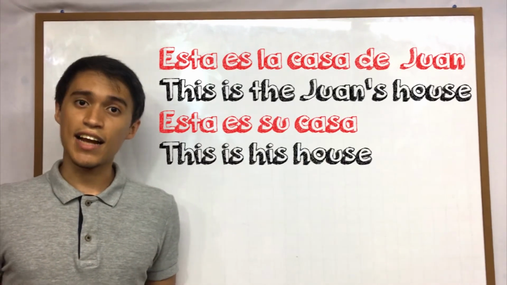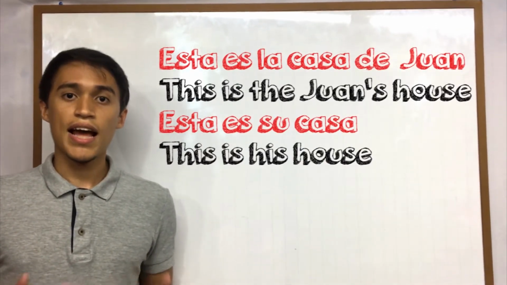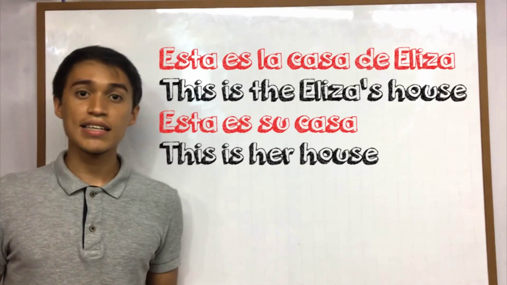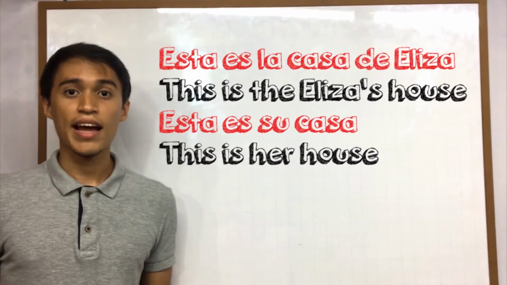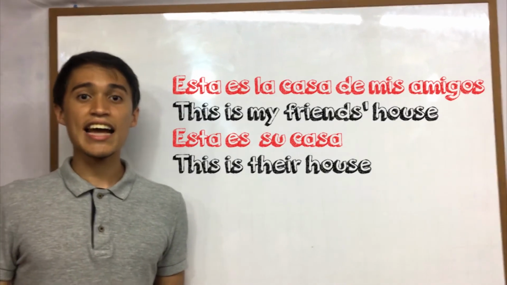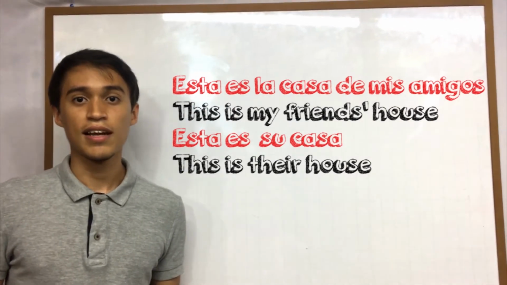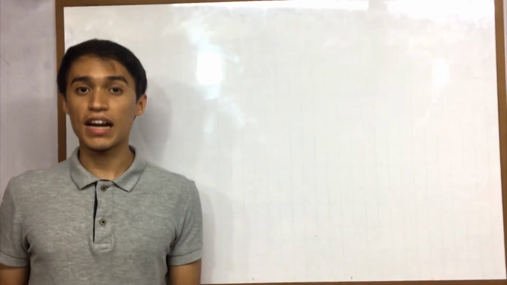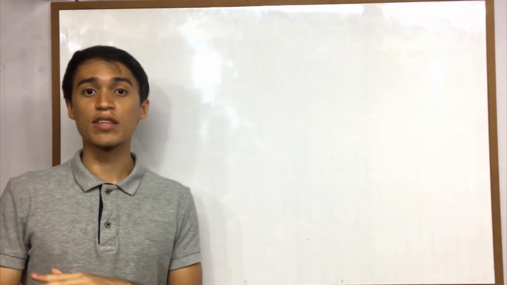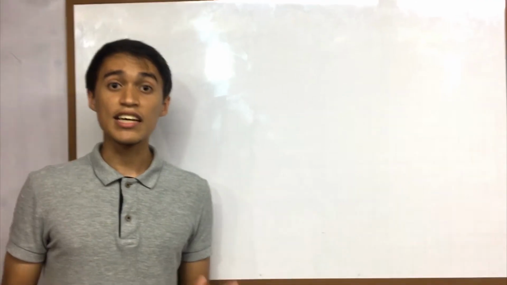Let's see some examples. Esta es la casa de Juan. Esta es su casa. Esta es la casa de Lisa. Esta es su casa. Esta es la casa de mis amigos. Esta es su casa. As you can hear, these sentences sound the same, but their meaning is different depending on the context.